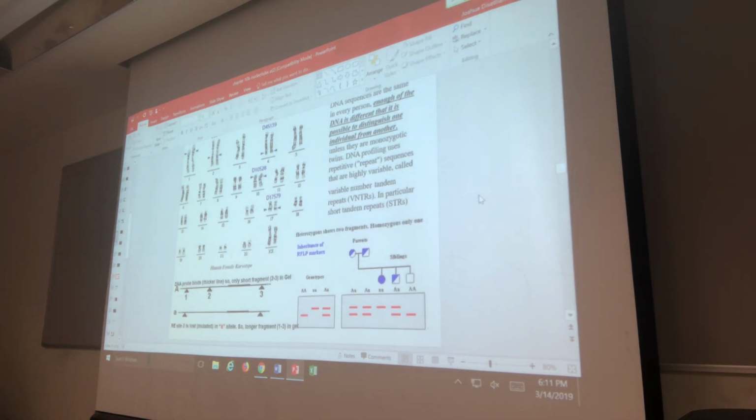This is most likely going to be on the exam, the information here, so I'm going to cover it right now. Let me just draw something. Okay. So, let me just draw some stuff. 1, 2, 3. This one is okay.